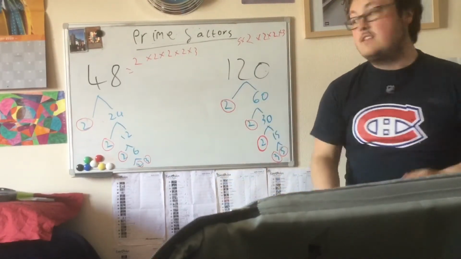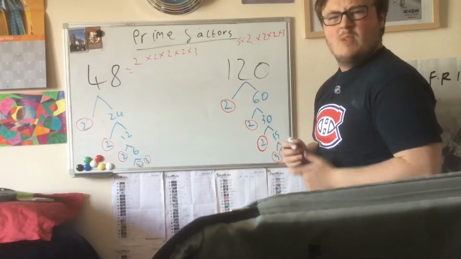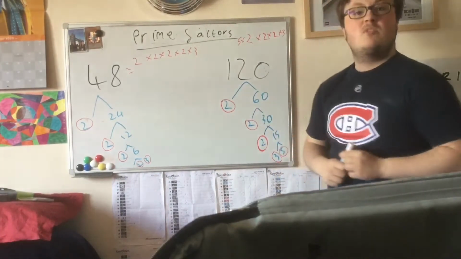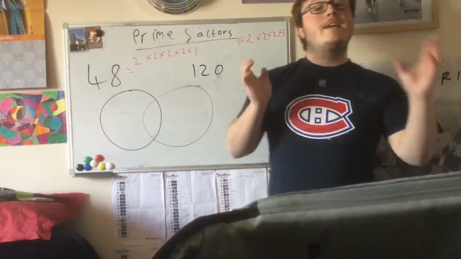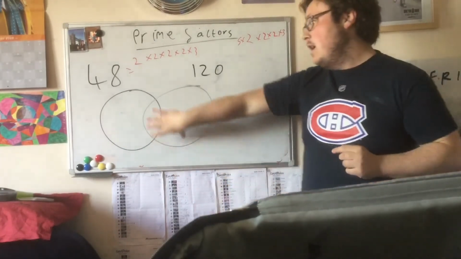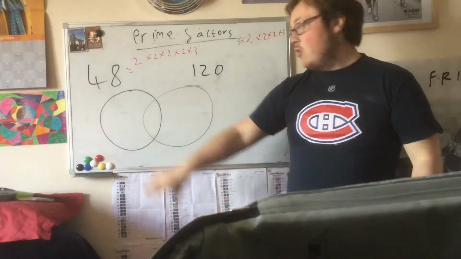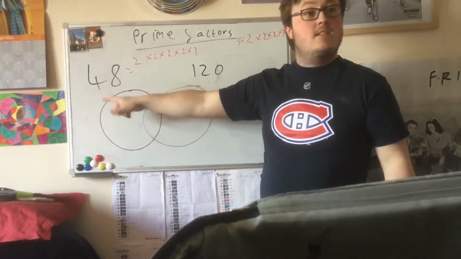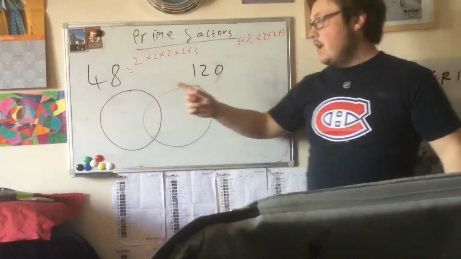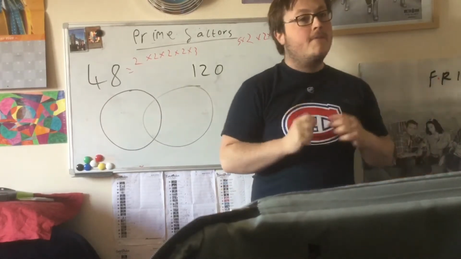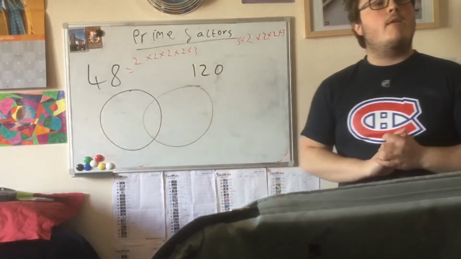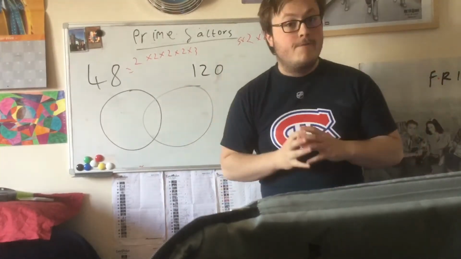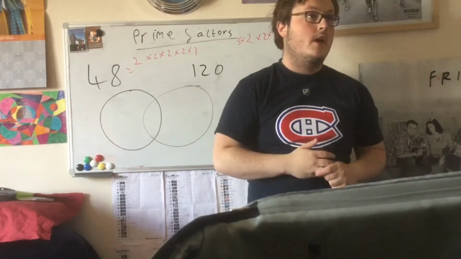Now how I'm going to do this next bit may not make much sense, but I'm going to need a bit more space. So here's how we do it. I make something called a Venn diagram. And this is what a Venn diagram is. What goes in this part are the prime factors that only go for 48. In this part, it's the prime factors that only go for 120. And then what's in the middle are the prime factors that go for both of them. And that's what we're looking for in our answer.